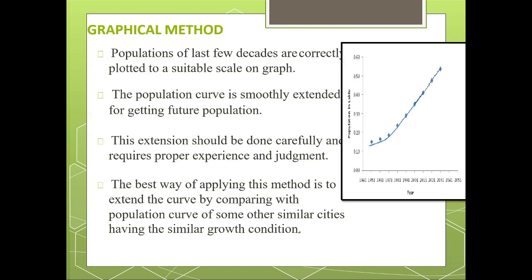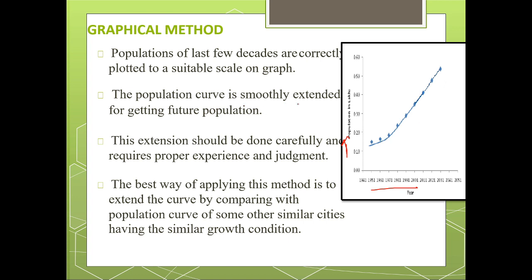We have different types of methods, but we don't have all of these in our syllabus. That is the graphical method. The population of the last few decades is plotted to a suitable scale on a graph. This is year-wise, and this is the population in lakhs. In 1951 there is 1.25 lakhs, in 1961 1.3 lakhs, like this 1.7 lakhs. So the population is shown here.